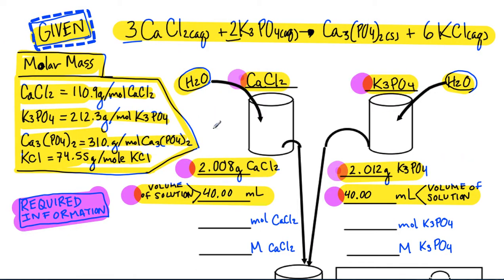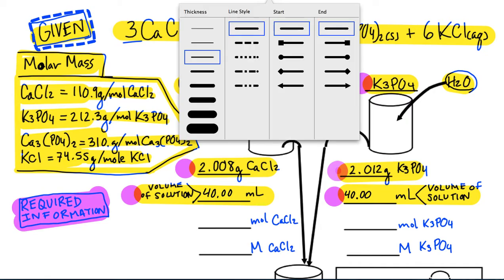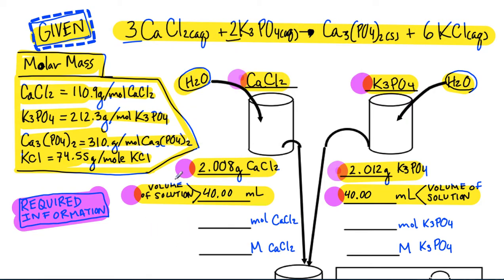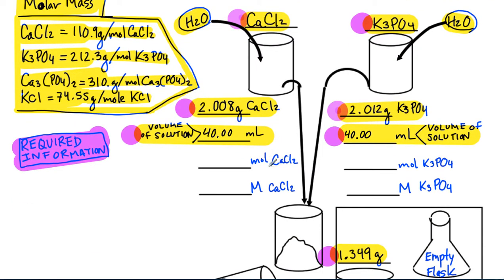So hopefully you paused it, and you're challenging yourself. And now you can watch me go through step by step, and you can check your work against mine. So the first thing you're going to want to do is figure out the moles of each one of your reactants, because we use moles, not grams, when we're using stoichiometry. So I take the grams of the calcium chloride, which is 2.008 grams of calcium chloride, and I'm going to convert that into moles.